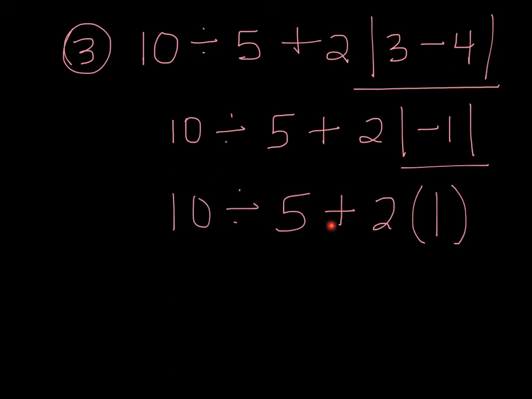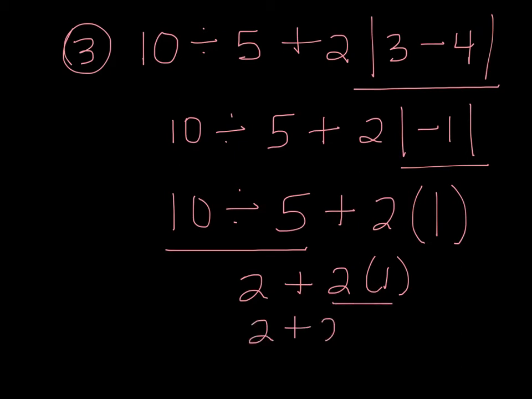I've got division, plus, and multiplication. So it looks like I've got division and multiplication. What do we do first? We go left to right. So 10 divided by 5 is 2, plus 2 times 1. Now I've got plus and times. Times comes first. 2 times 1 is 2. 2 plus 2 is 4, and that's your final answer.